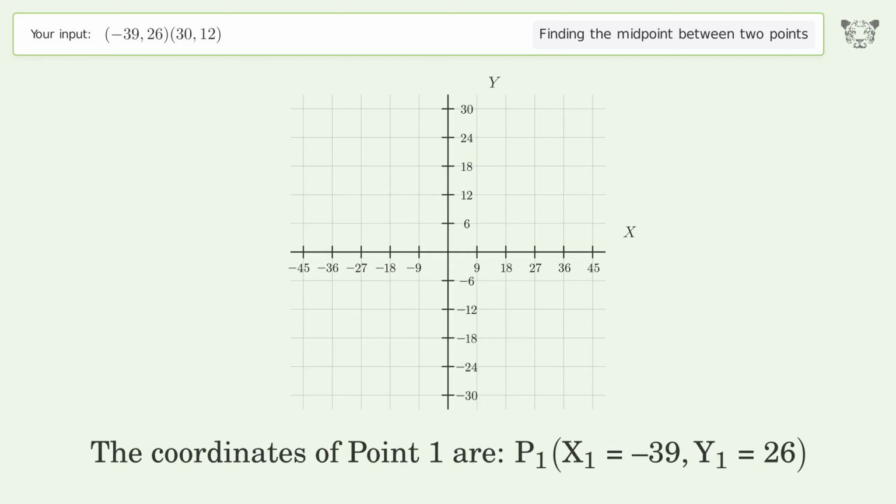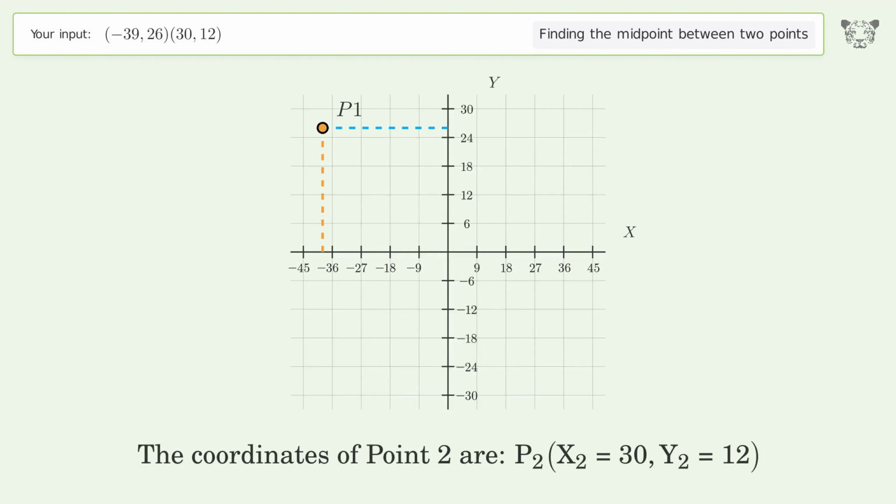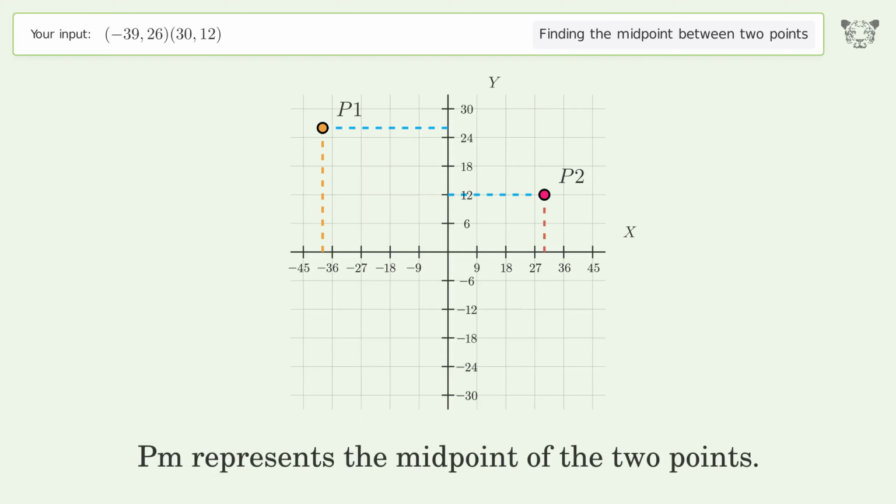The coordinates of point 1 are, x1 equals -39, y1 equals 26. The coordinates of point 2 are, x2 equals 30, y2 equals 12. PM represents the midpoint of the 2 points.